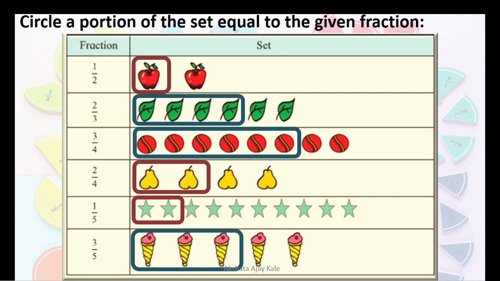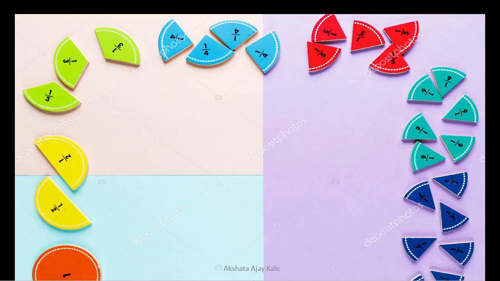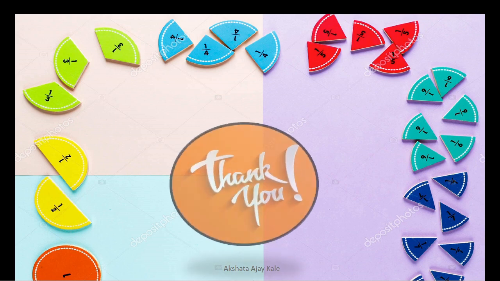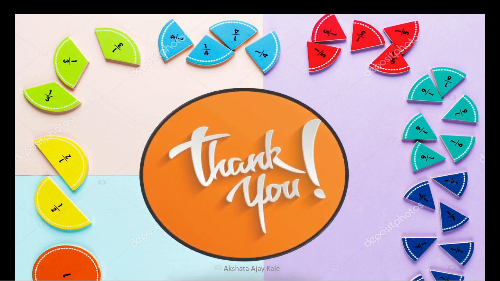Thank you dear children, and please go through the textbook and try to solve the sums from the textbook.